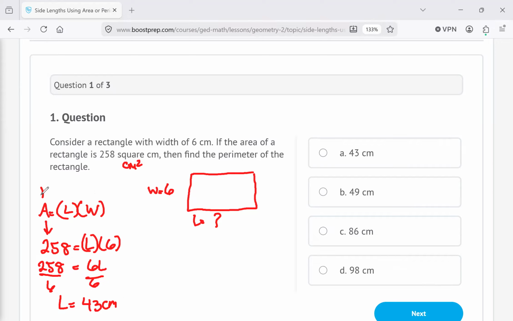Okay, so we found that length by using this formula, area equals length times width, and then filling in what we had. They gave us an area, which is 258. They gave us the width, which is 6, but they didn't give us the length. We can solve it by dividing both sides by 6. So now we have learned that our length is going to be 43 centimeters. Okay, 43 centimeters by 6 centimeters.